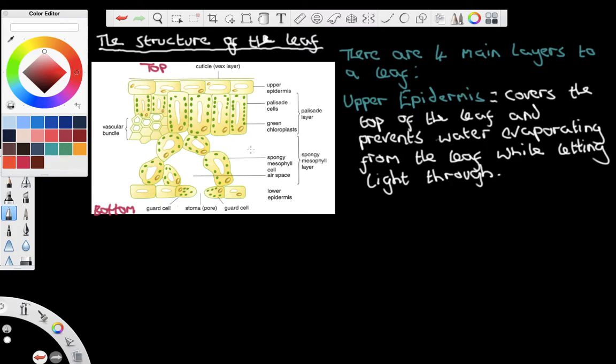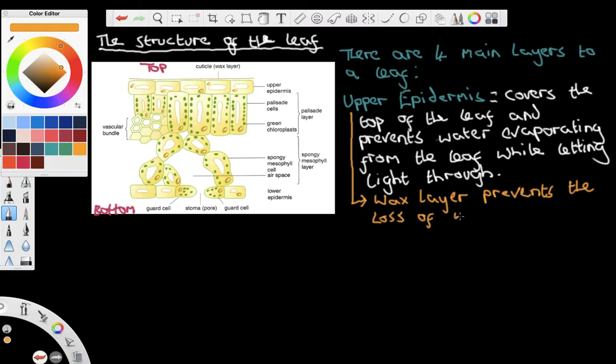Now, the upper epidermis of a leaf, it has this waxy layer. The waxy layer just stops water from evaporating, and that's really important because if the top layer let water evaporate, the leaf would dry out and it wouldn't be able to carry out photosynthesis. So we can add underneath here by saying that the wax layer prevents the loss of water. Okay.